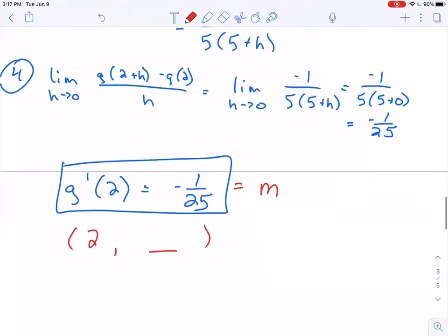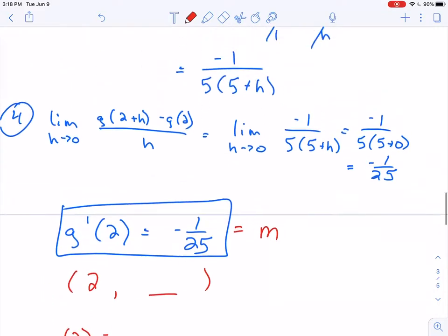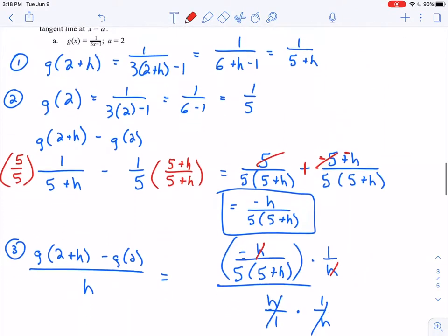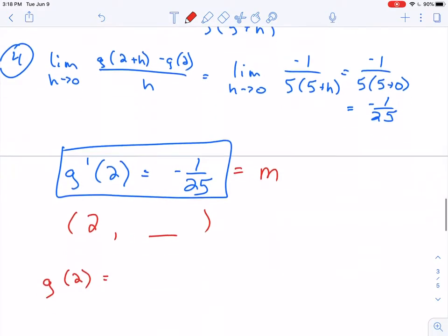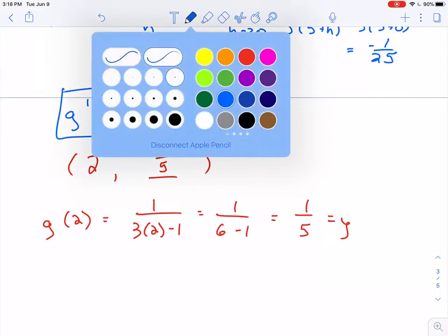The way I do that is I'm going to take this 2 and plug that into my function. I'm going to evaluate g of 2. So I have to double check my function because I've already forgotten what it was. 1 over 3x minus 1. Okay. So 1 over 3 times 2 minus 1. This is 1 over 6 minus 1. This is 1/5. So this is my y value here. So if you want to find the y value, you need to take that x value and plug it back into the original function. This is going to be an important idea for us in the sections to come. And at this point, I should have everything that I need to write the equation of the tangent line.